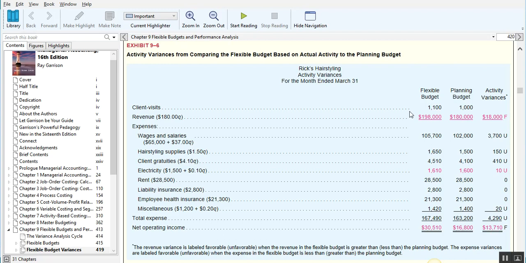Now, once we adjust the planning budget for the flexible budget and compare it to the original, that difference is the activity variances, because we've adjusted the original budget based on the activity level that changed.